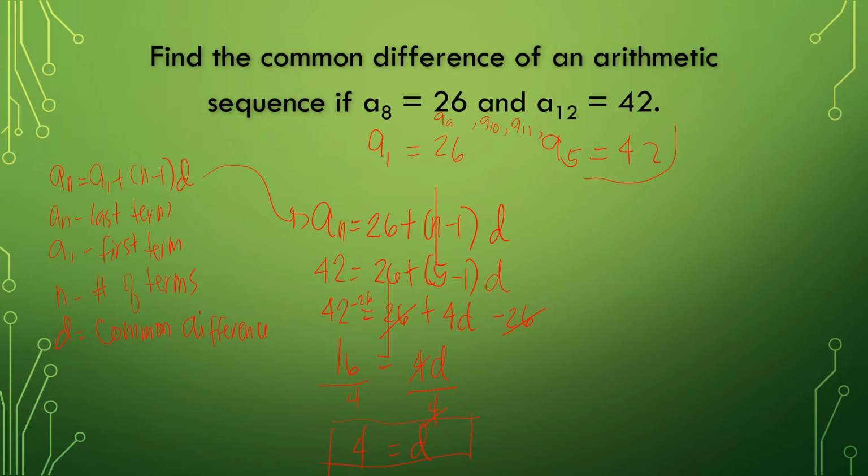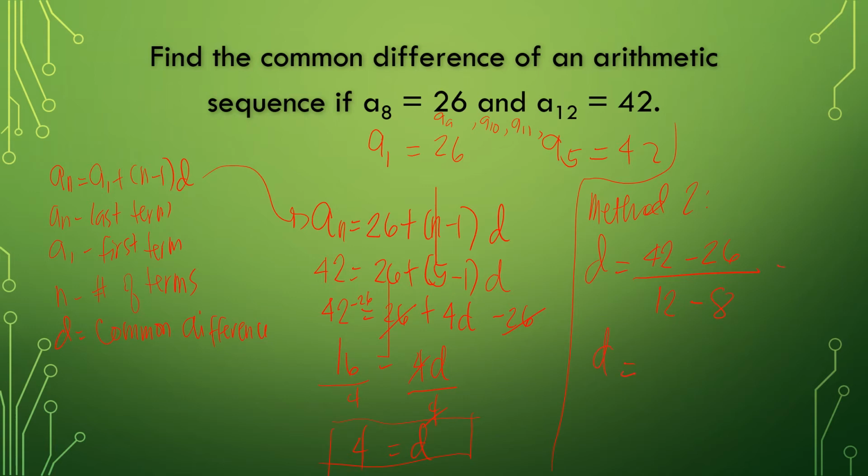You can also use the second method in finding the common difference given the two non-succeeding terms. So, to find D, we simply subtract the last term by the first term, which is 26. So, in this case, you will use the original given, the position of 42, so that is 12, minus the position of 26, that is 8. So, D is equal to 42.